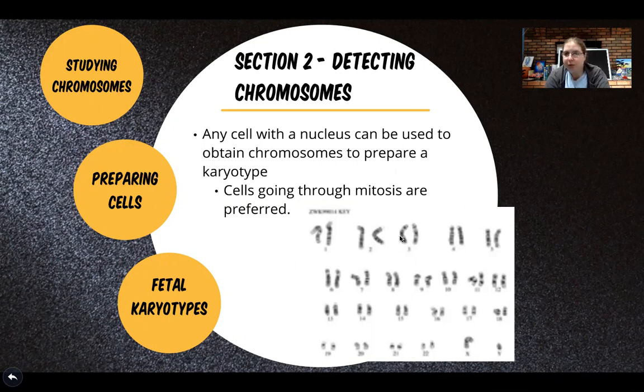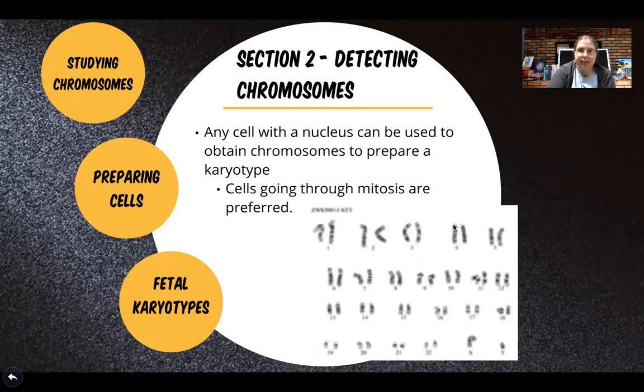A lot of times prophase, late prophase, or metaphase are best because then you can still get the sister chromatids together, and that makes it easy to tell where the centromeres are located.